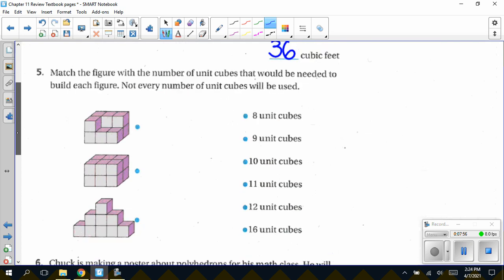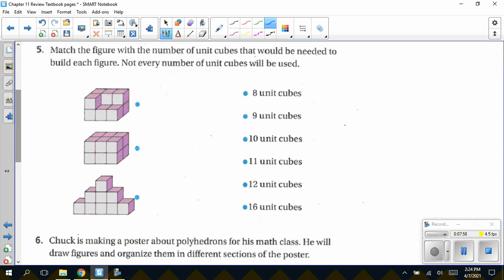Moving on to question number 5. It says match the figure with the number of unit cubes that would be needed to build each figure. Not every number of unit cubes will be used.